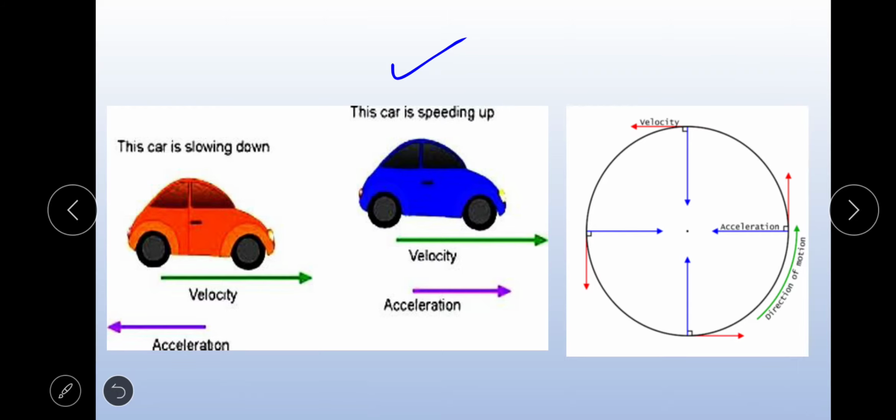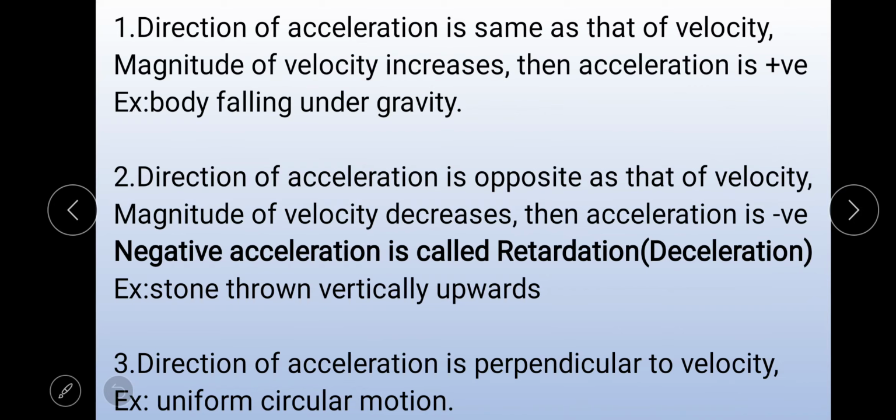Okay, next, consider case 2. Direction of acceleration is opposite to that of velocity. Magnitude of velocity decreases, then acceleration is negative. Okay, negative acceleration is called retardation or deceleration. Example, stone thrown vertically upwards. Okay, again consider the diagram. This is earth surface.